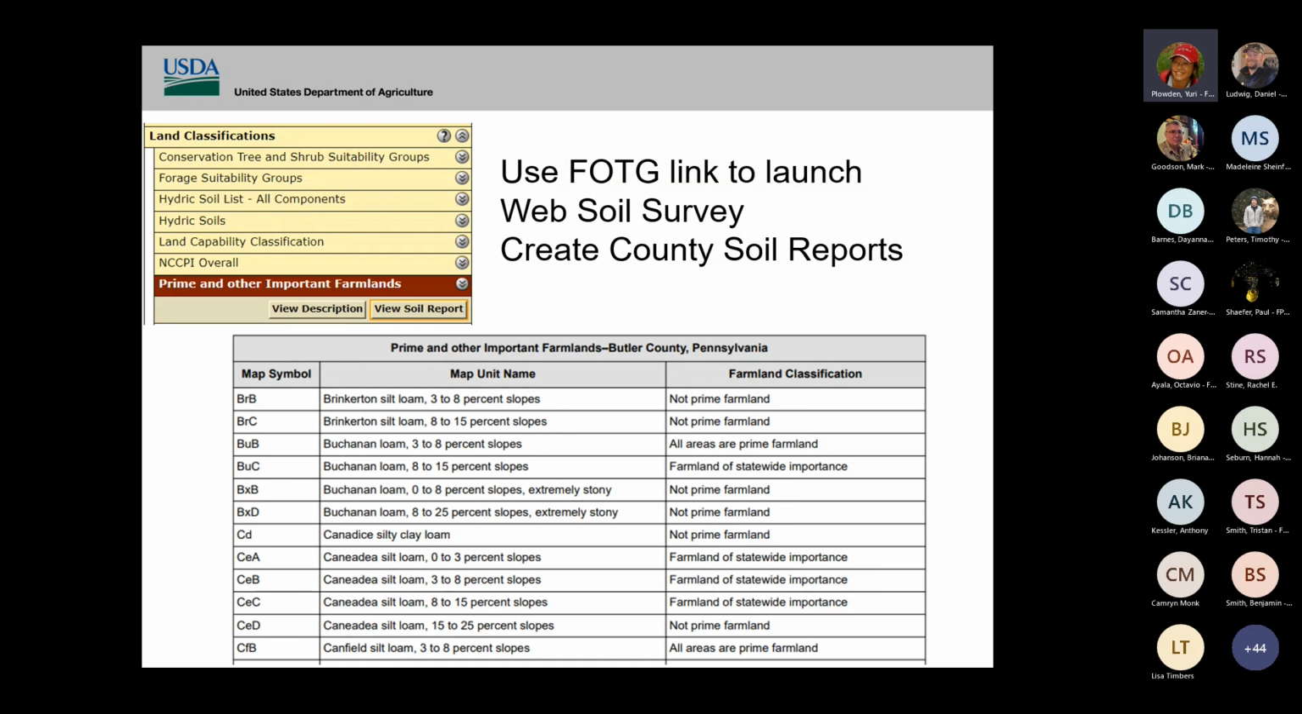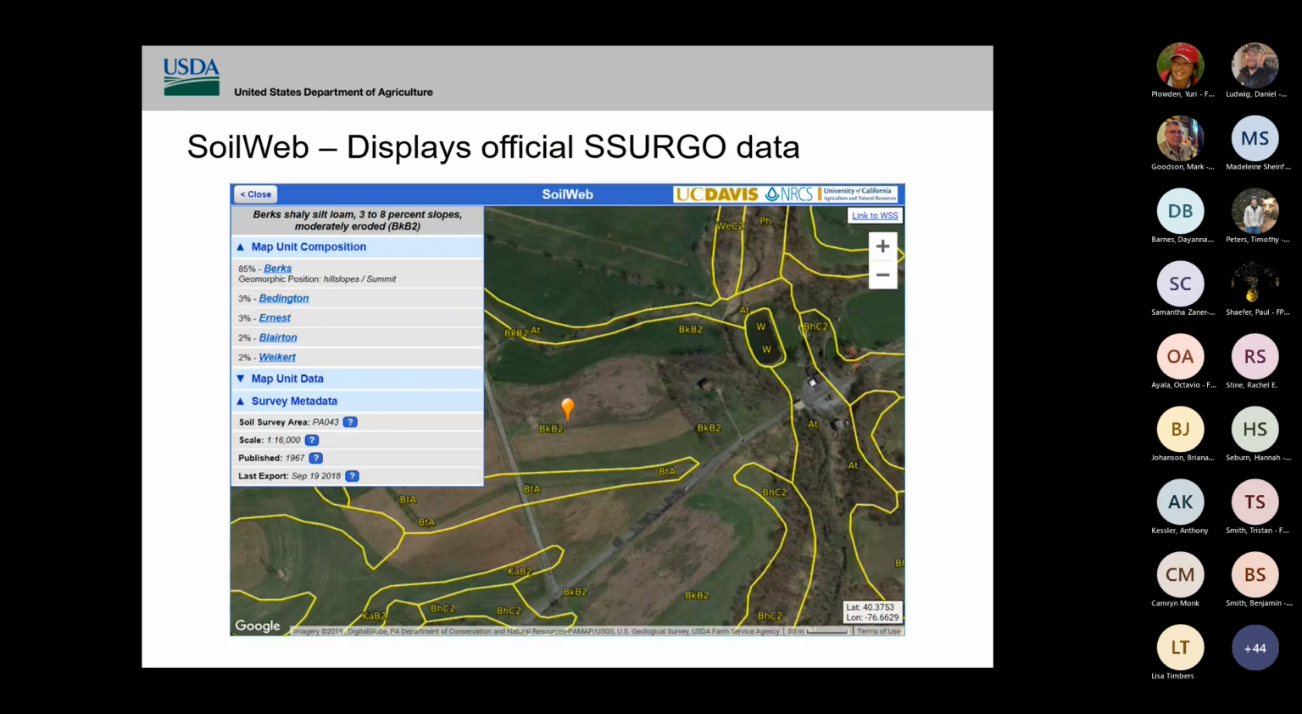Okay, I am going to skip through some of these because you'll get this presentation and it'll be a good reference. So here's again the Soil Web display.